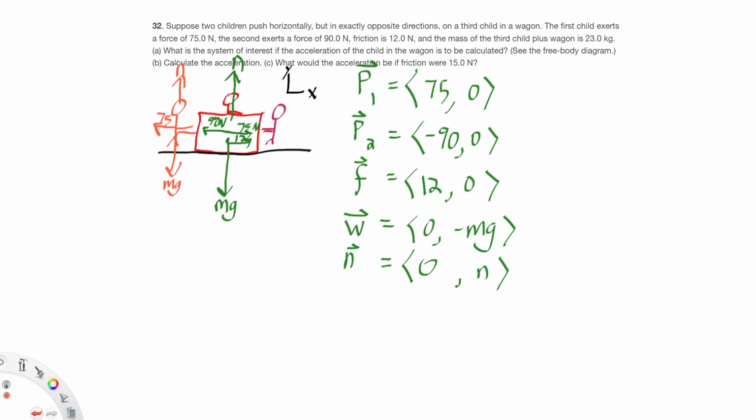Let's talk about forces that are internal to our red system, though. So there are forces between... There are two objects in our red system, the kid and the wagon. There's going to be a normal force between them, right? So the kid is exerting his force on the wagon.